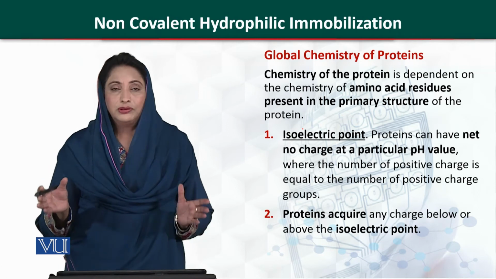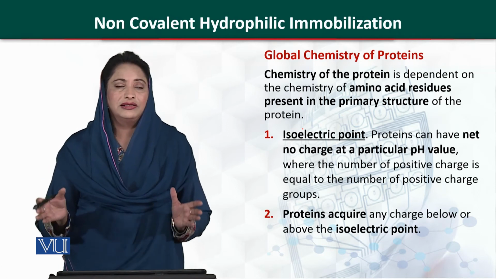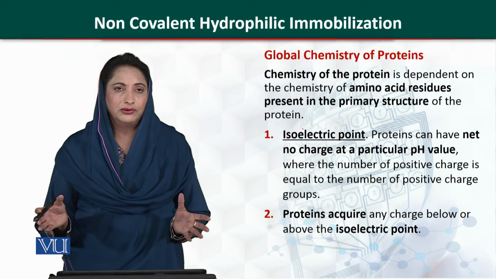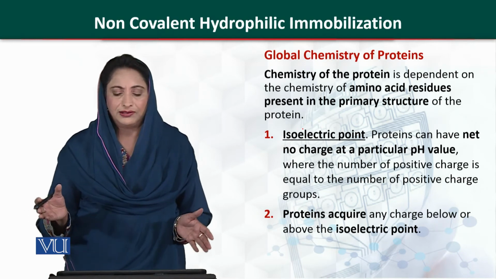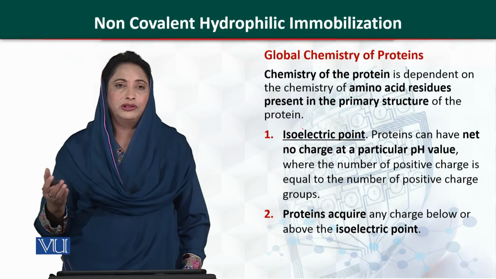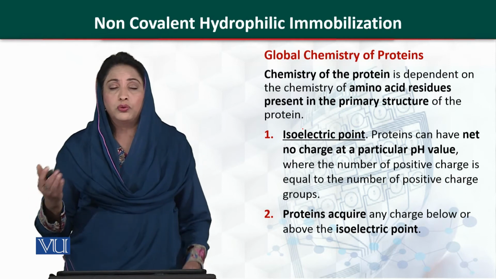So the main thing which we are going to discuss is the charge on the protein. For the charge on the protein, there is a specific point which is known as the isoelectric point. The isoelectric point is a point where the protein has no net charge.